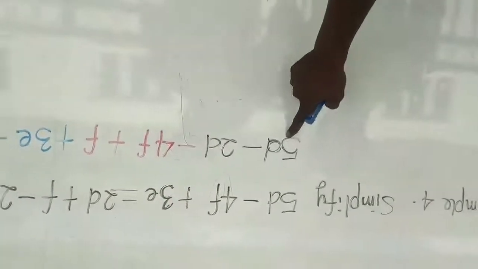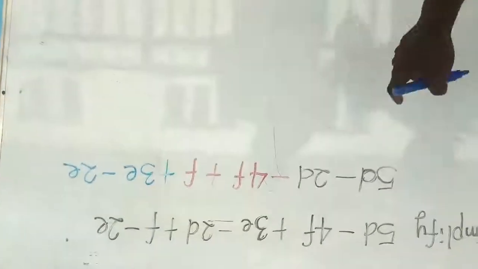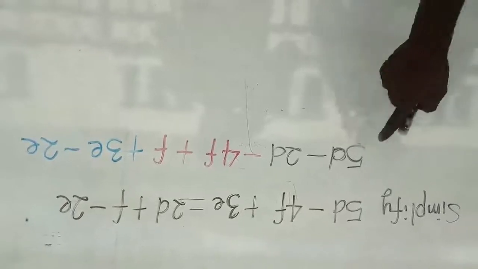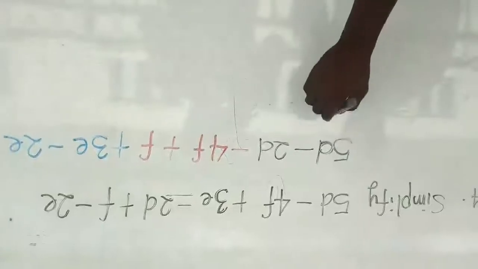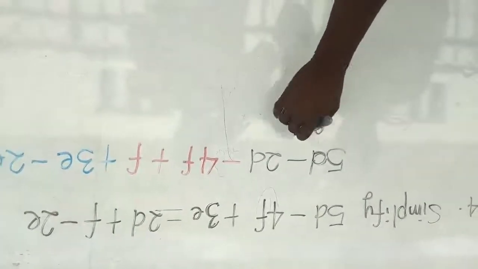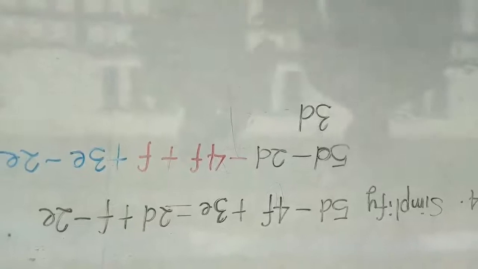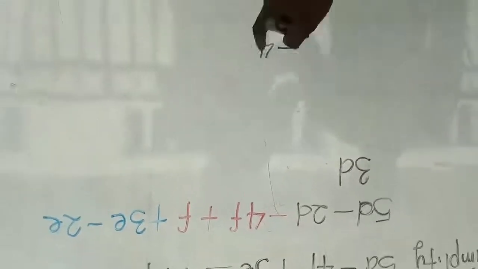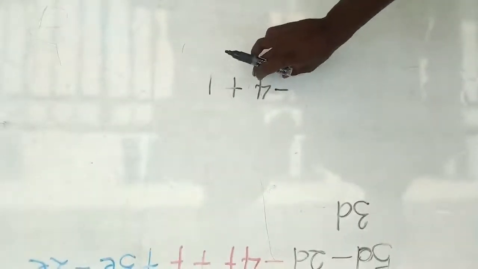So 5d minus 2d is equal to 3d. 5 minus 2, so you only subtract the coefficient. 5 minus 2 is 3. Then 3d, minus 4f plus f. Minus 4 and plus 1, negative 4 and then positive 1. How do you add them together?